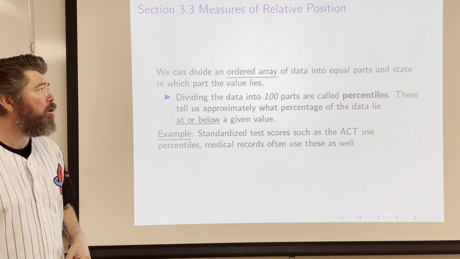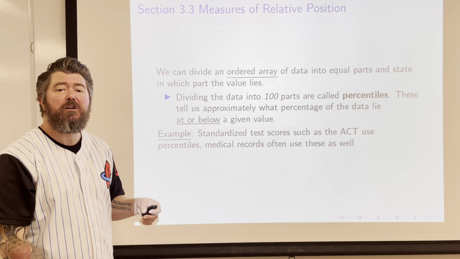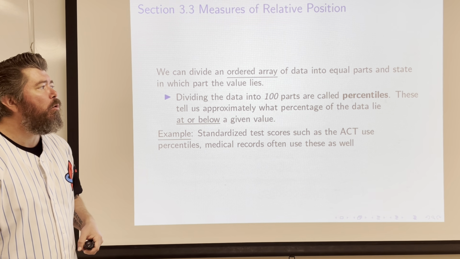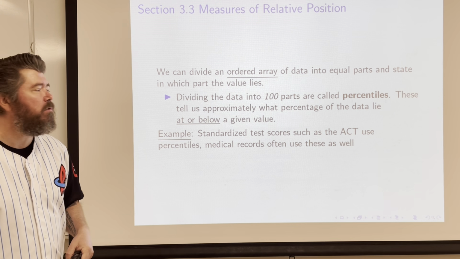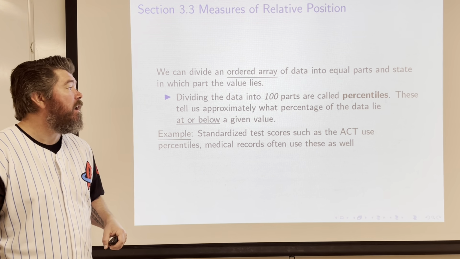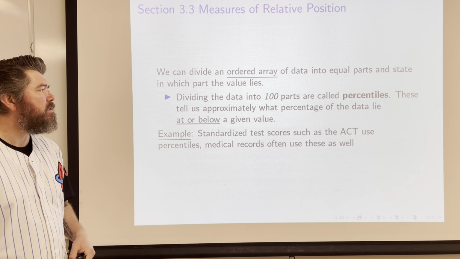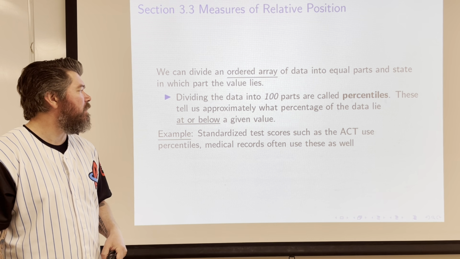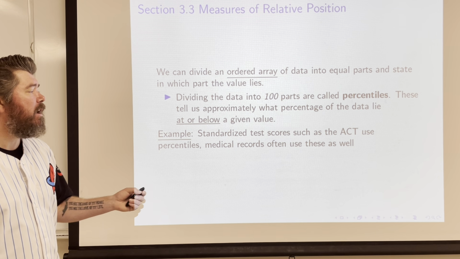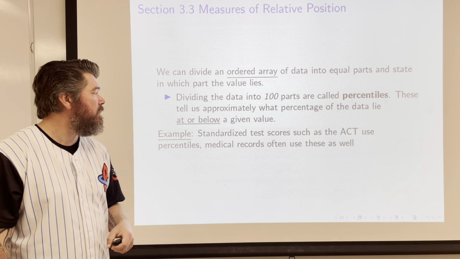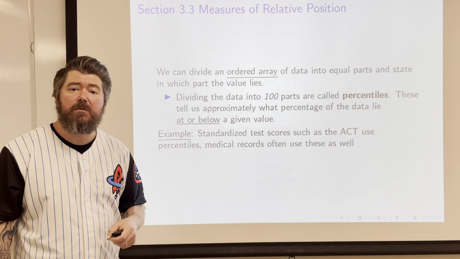We can divide an ordered array, remember that's just arranging our data from smallest to largest values, into equal parts and state in which part the value lies. Dividing the data into 100 parts are called percentiles. These tell us approximately what percentage of the data lie at or below a given value. An example, standardized test scores such as ACTs use percentiles. Medical records often use these as well.